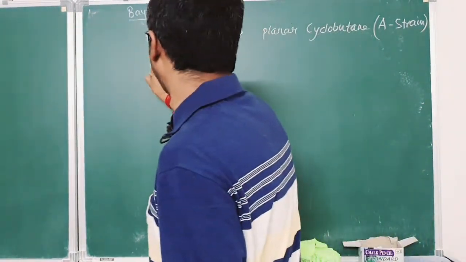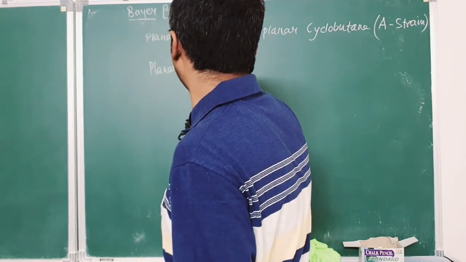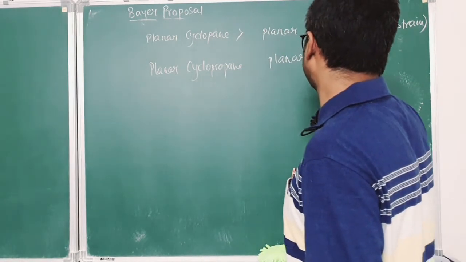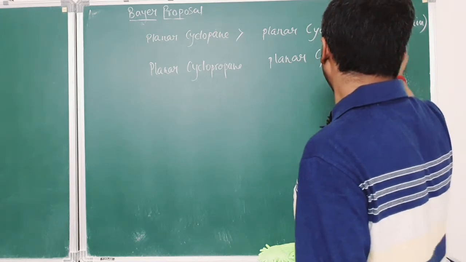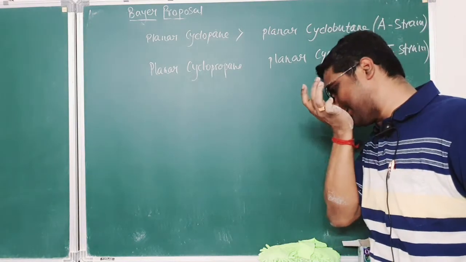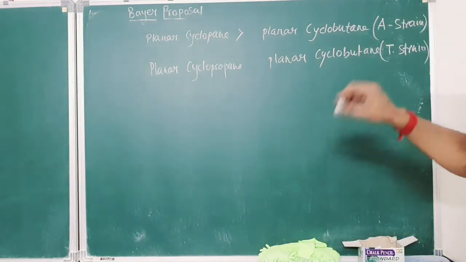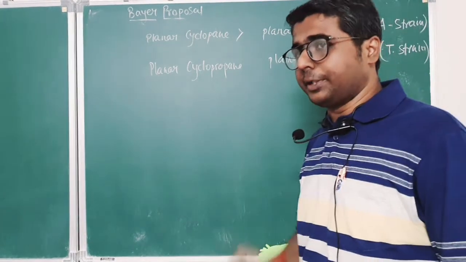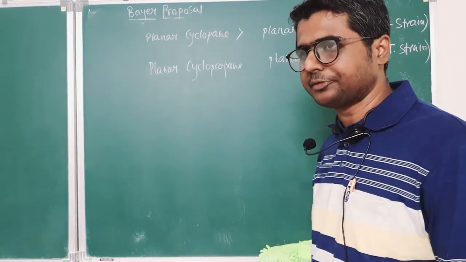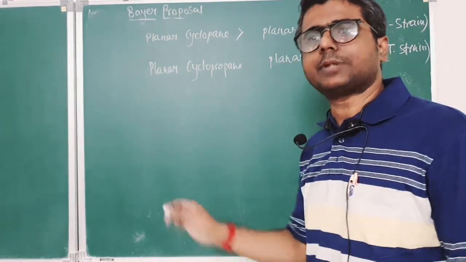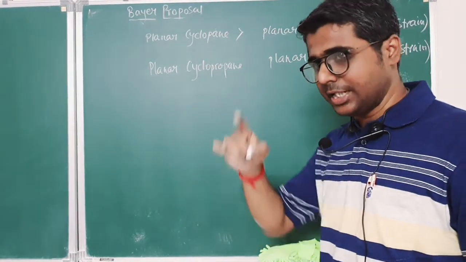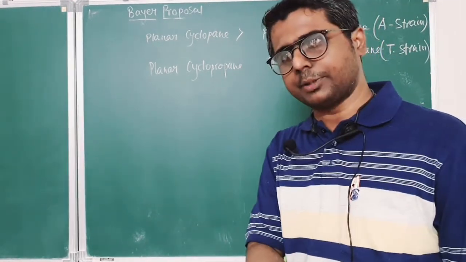Now what happens about the torsional strain? Again I write planar cyclopropane, planar cyclobutane. What happens in case of torsional strain? Now I have to understand what is torsional strain and how can I answer this kind of question. In case of cyclopropane, what is the origin of torsional strain? Eclipsing of hydrogen atoms. So how many hydrogen atoms are there in cyclopropane? 6 hydrogen. In case of cyclobutane, 8 hydrogen atoms. So previously there was torsional strain due to repulsion of these carbon hydrogen bonds, which were 6 in case of cyclopropane. Here it is 8.